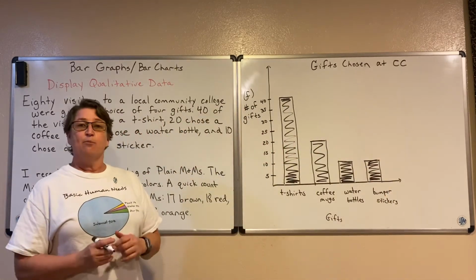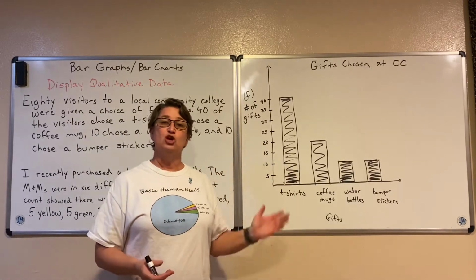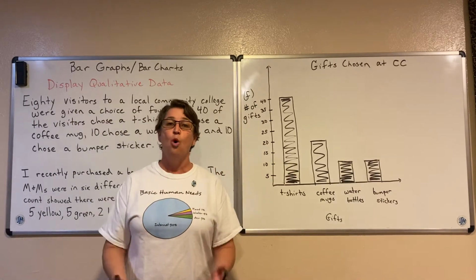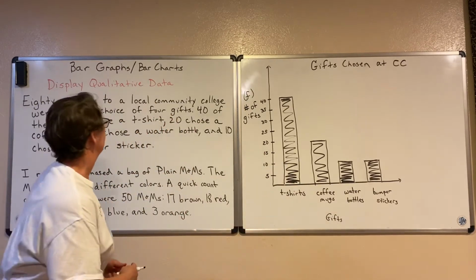So there is a bar graph that shows frequency. So our bar graph shows frequency and it shows qualitative data. There's one example. Let's do one more.